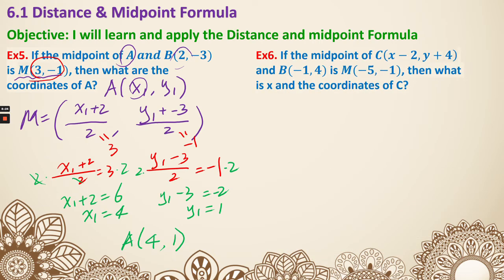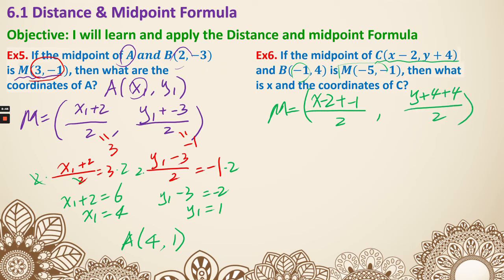Same idea. I have the C, but it's not fully represented, and the midpoint is given. I'm still just going to go the normal direction. So in order to find my midpoint, the two coordinates need to add together. So x minus 2 plus this -1 over 2. The other one is y plus 4 plus another 4 over 2. And that's going to be equal to this one, -5. That one equals to -1.